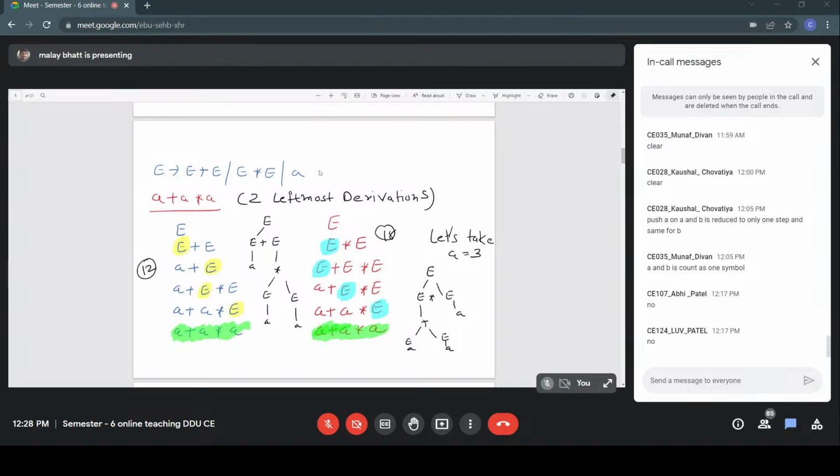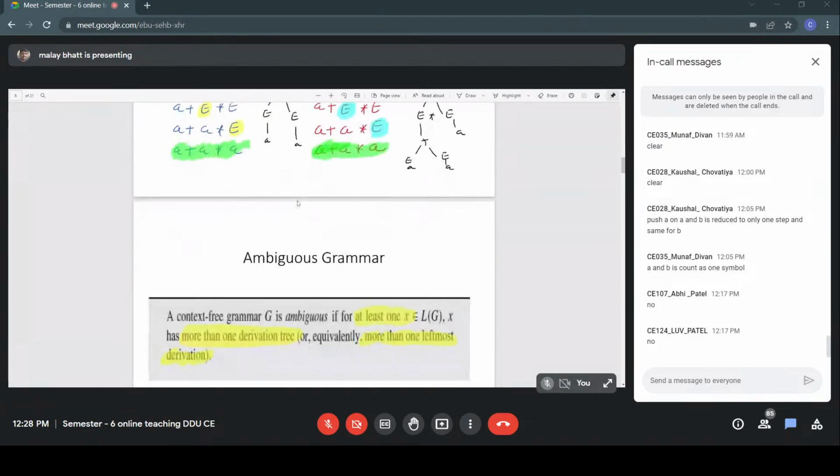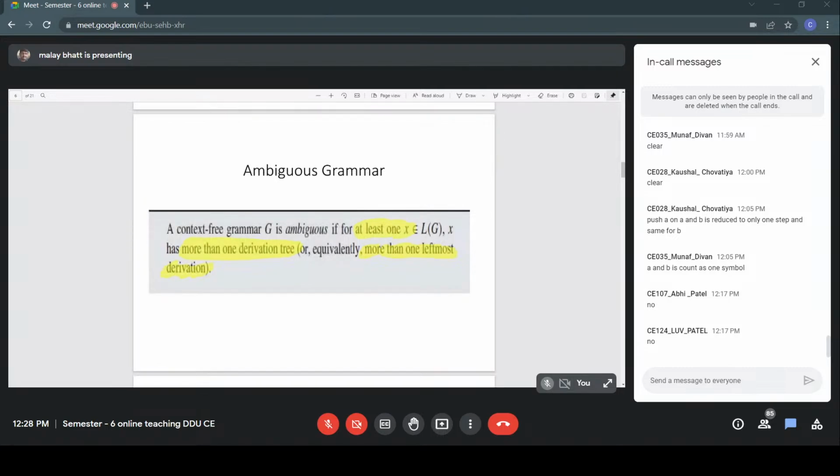This kind of grammar is known as ambiguous grammar. A context-free grammar G is ambiguous if for at least one x, taking any one x from the language, x has more than one derivation tree. That means more than one leftmost derivation. If you have more than one leftmost derivation, then it is an ambiguous grammar, and that grammar cannot be used practically. Is this definition of ambiguous grammar clear?